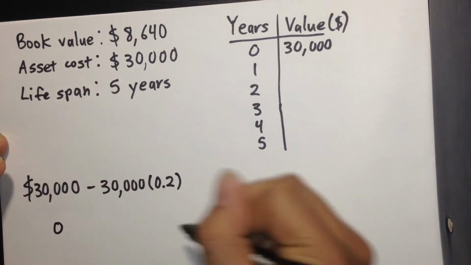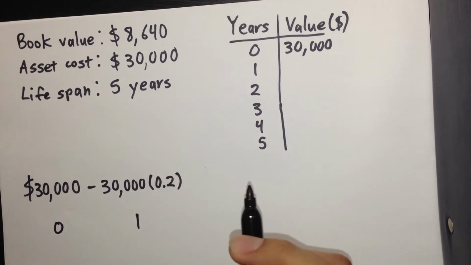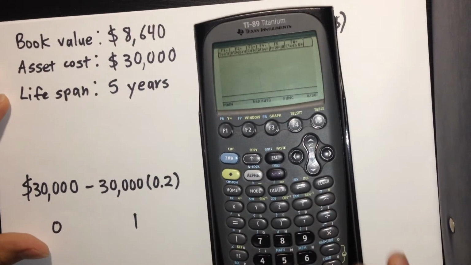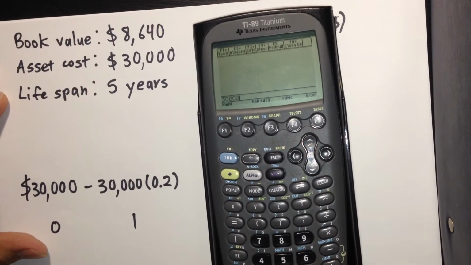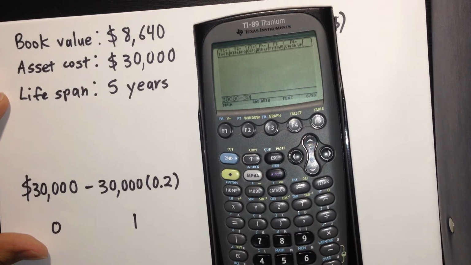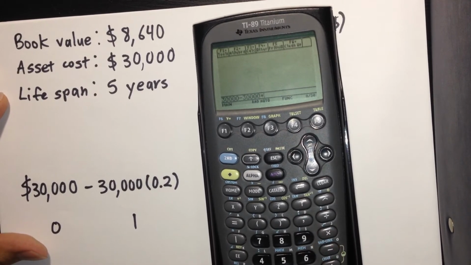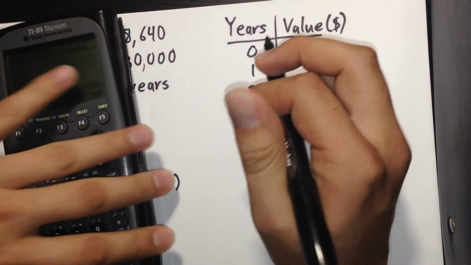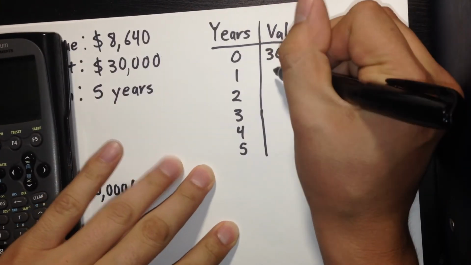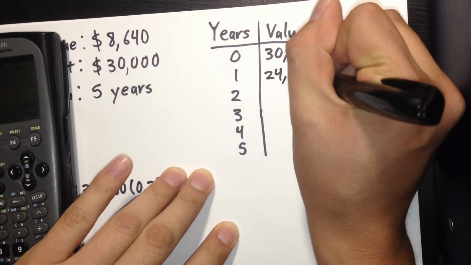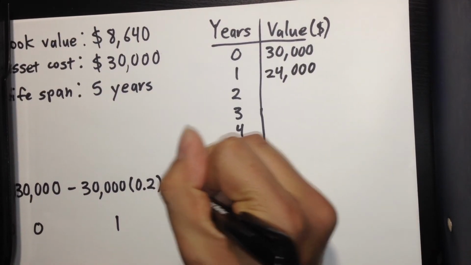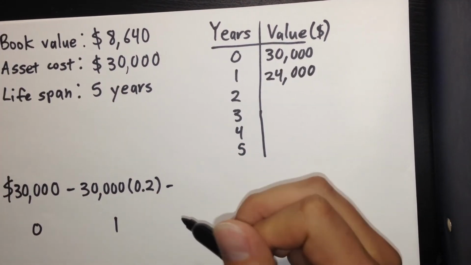So this will be 0 years, 1 year. And we'll punch that into the calculator here. So we have 30,000 minus 30,000 times 0.2. That'll give us 2,400. So it's not quite the value we're looking for yet. We'll write it down. And then we'll just keep going. So we'll subtract another year. So it's going to be 30,000.